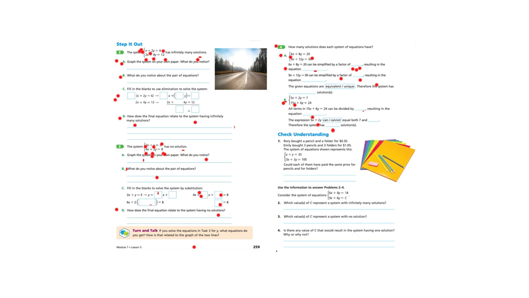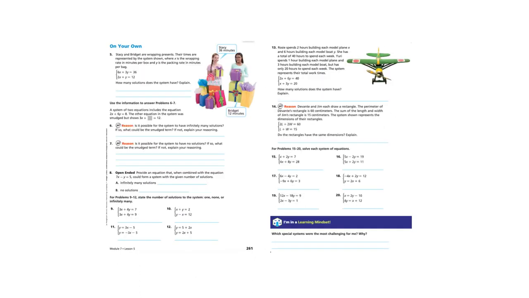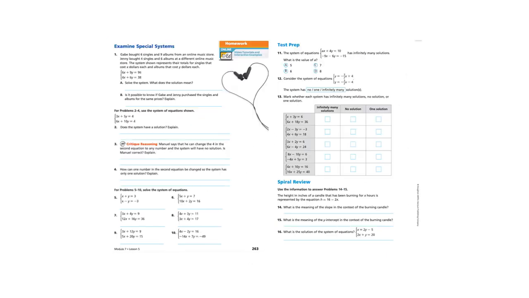So go ahead and pause the video here, work on those 2, 3, 4, those problems, and then if you feel good about it, go on to the check understanding. Once you've completed the check understanding and you feel confident that you understand this lesson pretty well, go ahead and work on the on your own. And then after you've completed the on your own and you feel like you don't need any more review, this is optional, so you don't need to worry about that unless you want to try a few more problems. And then do the test prep and the spiral review, and you're finished with lesson 5 and you can go on to lesson 6.